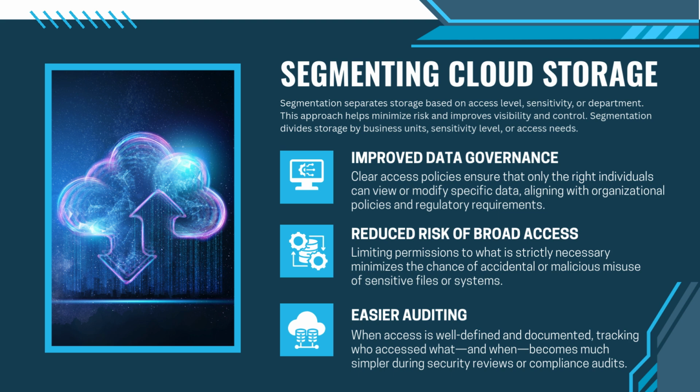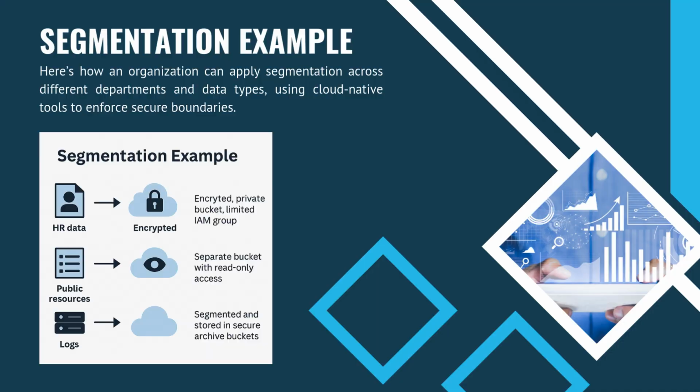Segmentation in cloud storage is like putting your valuable data into separate locked rooms instead of tossing everything into one giant vault. This strategy helps organizations limit exposure by separating data by department, sensitivity, or access level. For instance, HR files containing personal information can be placed in a different segment from marketing data used for public campaigns. This approach doesn't just reduce the blast radius in the event of a breach, it also simplifies auditing and compliance. When data access is restricted and well documented, it becomes easier to trace who accessed what and when.